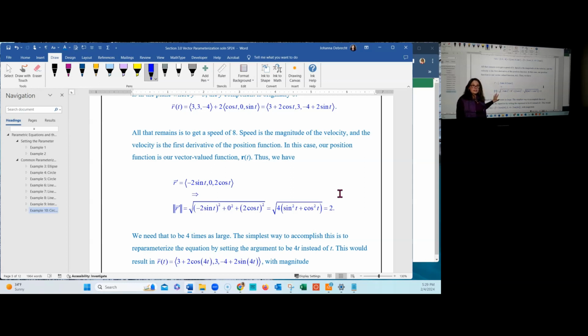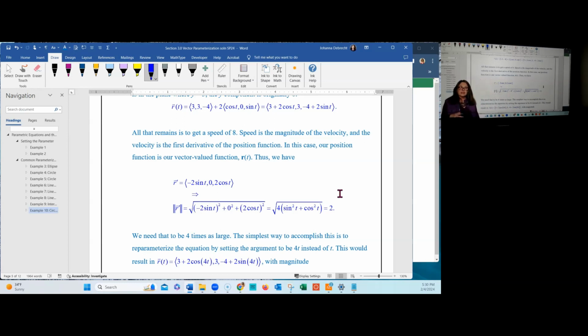Now I need to find the speed. So I square each term, add them together, and take the radical. That gives me the magnitude, which gives me the square root of 4 times sine squared plus cosine squared, which is 1, which gives me 2. Now that is not what I want. I want it 4 times that size.